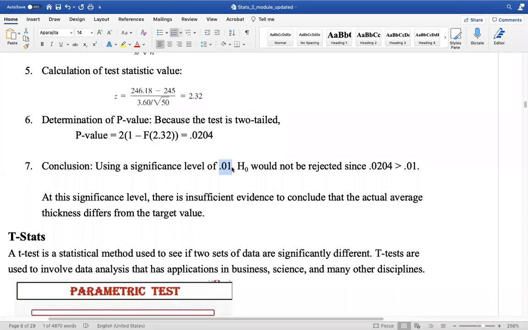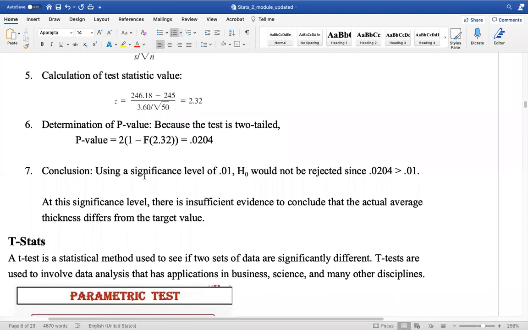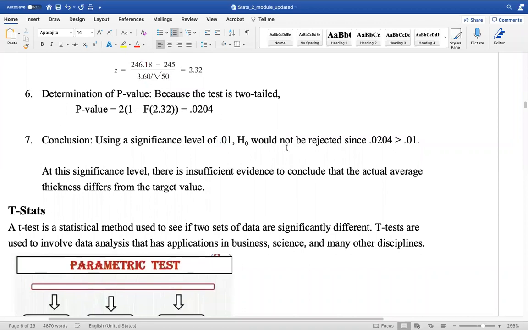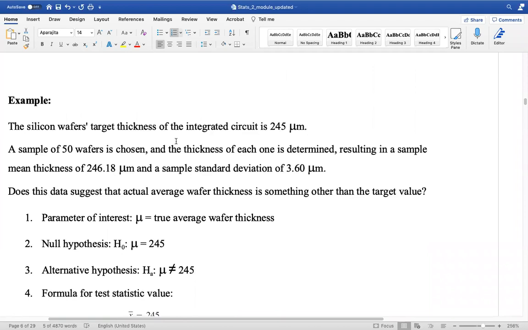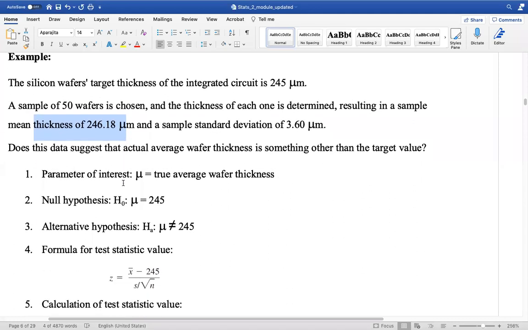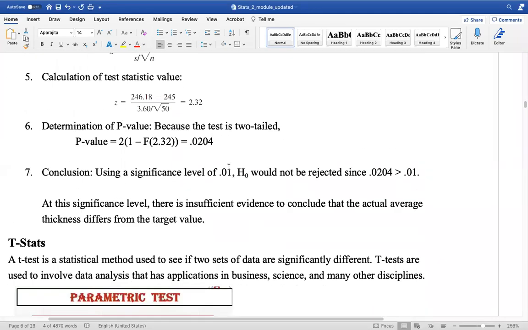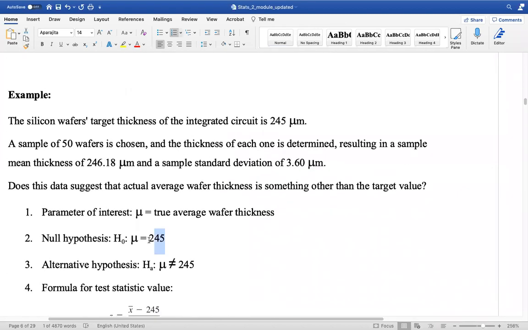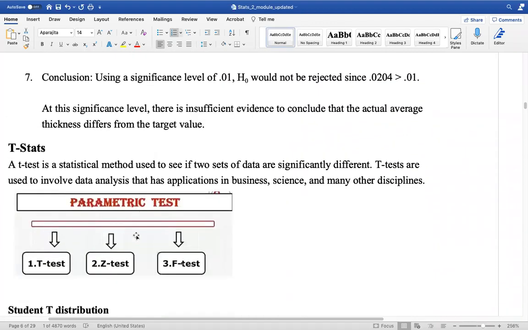Why? That's a defined one, right? You can define the significance level, like your confidence interval kind of value. If the problem statement states that the significance value is 0.01, you use it, or else you can consider your own. So you considered 0.01, and based on that hypothesis, you cannot reject the null hypothesis. That means the population mean is 245, a true value.